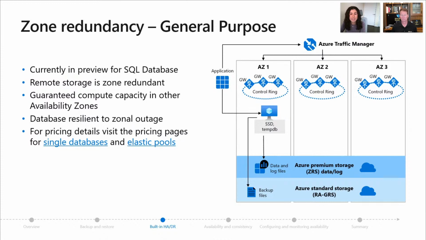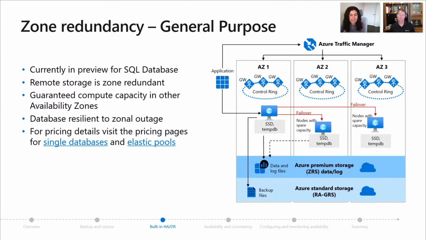Now, when a failover happens here, it could take a few seconds longer, because we're going to look for a node with spare capacity, and then we're going to point you to your data and log file that's available in that availability zone, because you've spread across multiple availability zones. So this is another way to keep you more highly available. And one thing to keep in mind is that this is not free, because by default, we aren't doing this zone-redundant replication of your data and log files in the General Purpose service tier. So those are the two main things related to availability zones.